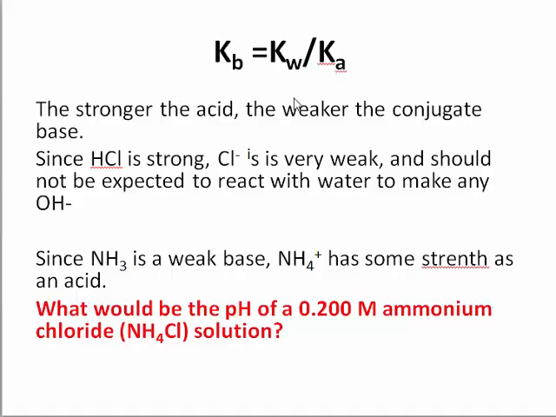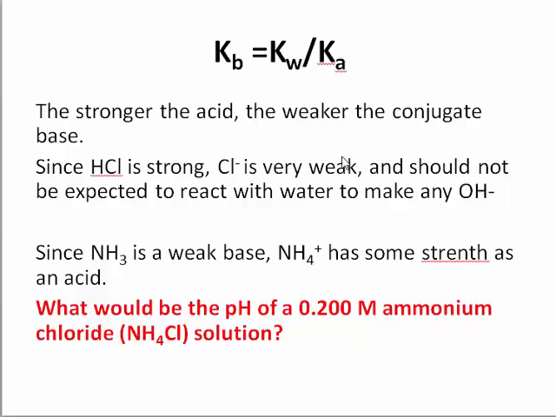Right? Again, because as Ka grows large, Kb grows small: the stronger the acid, the weaker the conjugate base. Now remember, HCl is a strong acid. 1.3 times 10 to the 6 is Ka, or something like that formally. If we insert that here, Kb is extremely small. Alright, since HCl is a strong acid, chloride, let me correct, is a very weak conjugate base, and we should not expect it to react with water to make any hydroxide.